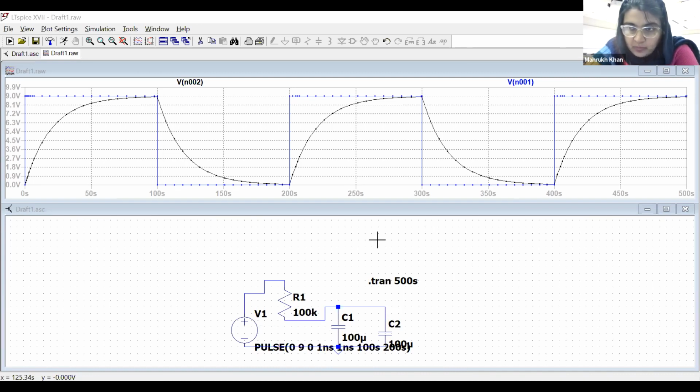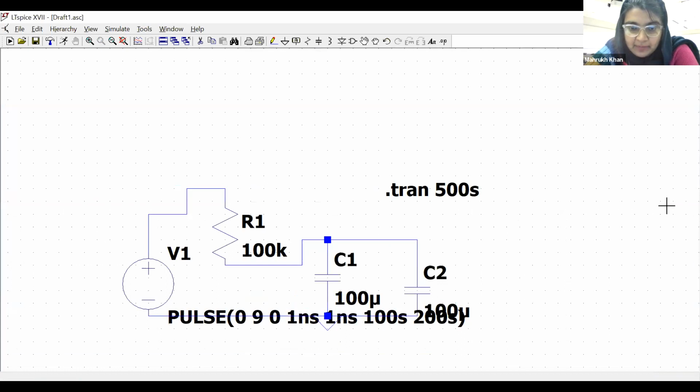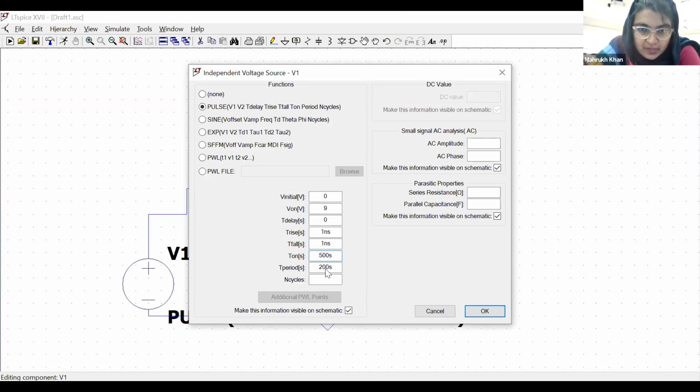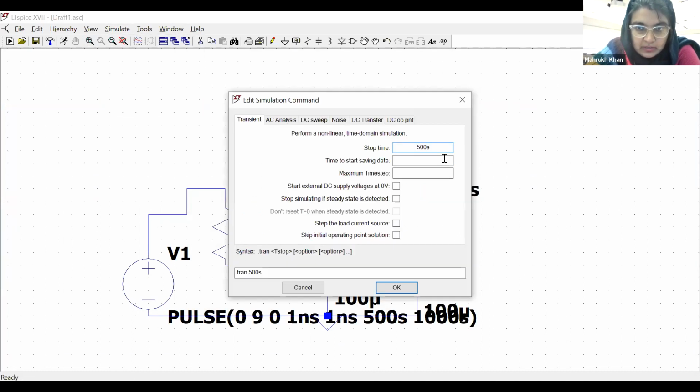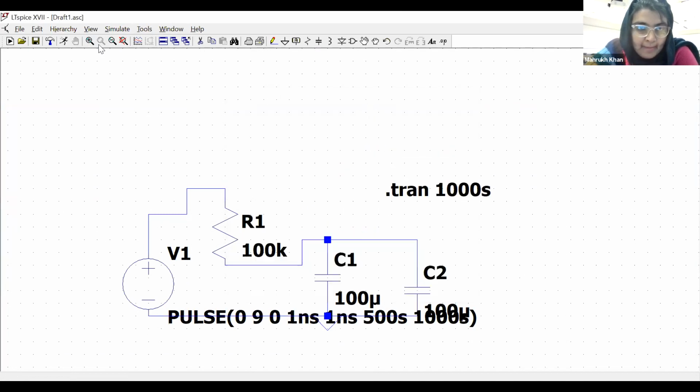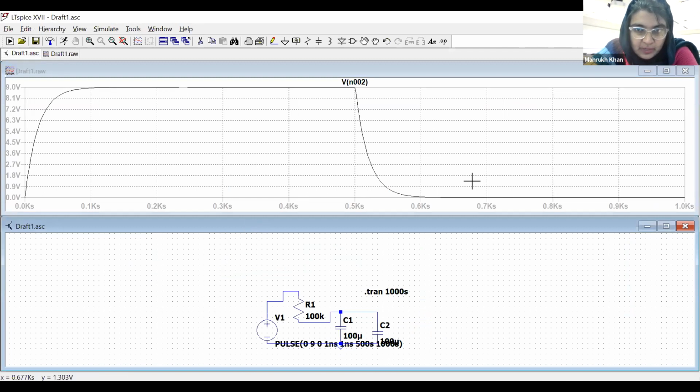Let's see, we can do that too, okay? So let's keep it 500 seconds, and this would be 1,000 seconds. Then this will be, let's say, 1,000 seconds. Okay, and run the simulation. So you can see where the transient time is here and where the steady time is here.